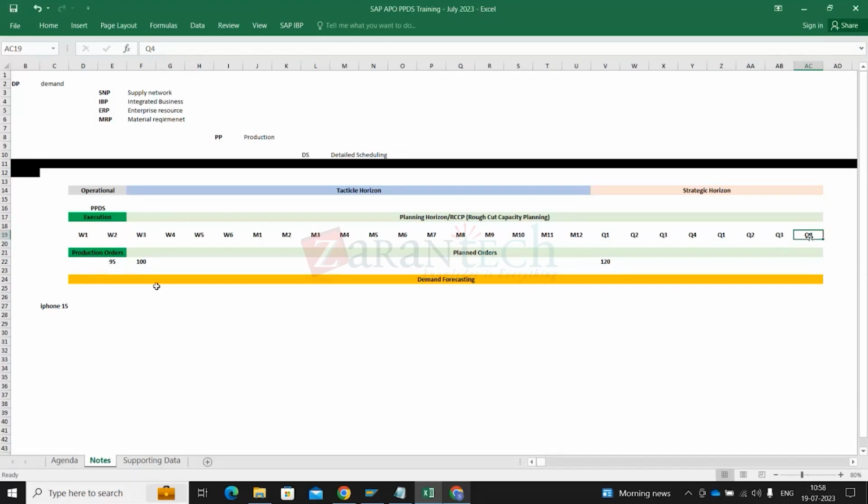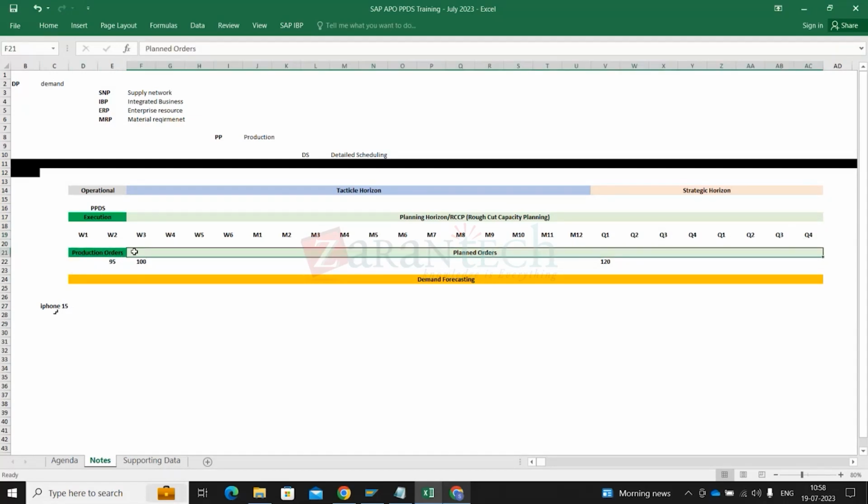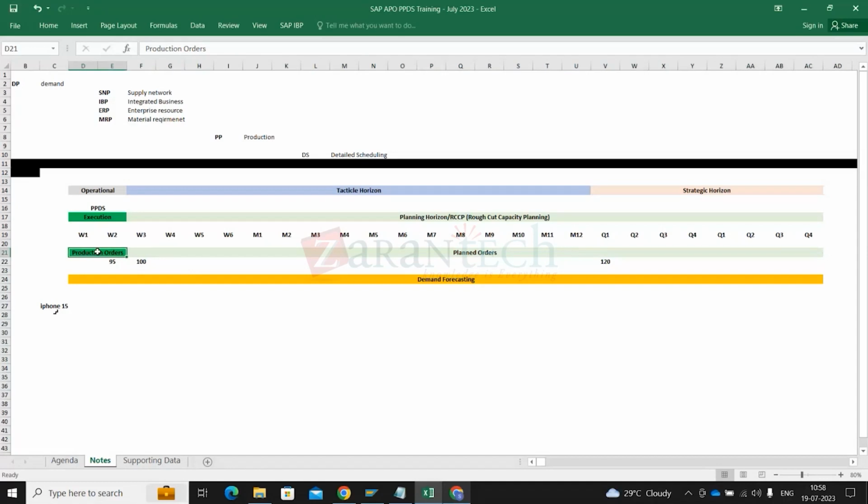Now what we do usually is, the execution horizon and the planning horizon, or the RCCP horizon, both of them refer to the same robot as a resource. We would create it as a master data resource in S4, and that would get translated to whether it is an execution system or a planning system. So IBP will have the same and PPDS will have the same, as an example.